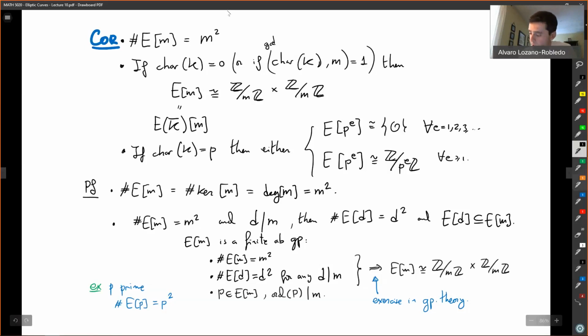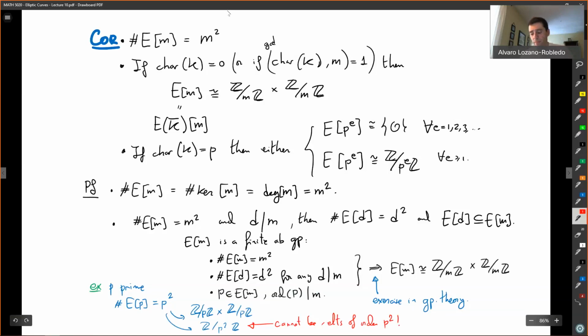So if we have a finite abelian group of order p squared, then there are two options. It's either Z mod p cross Z mod p, or it is Z mod p squared Z. But this cannot be, because there are elements of order p squared. Okay, so it has to be this one.